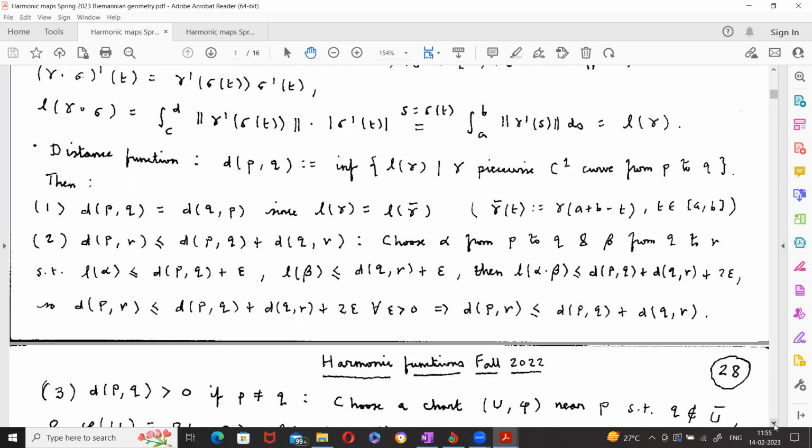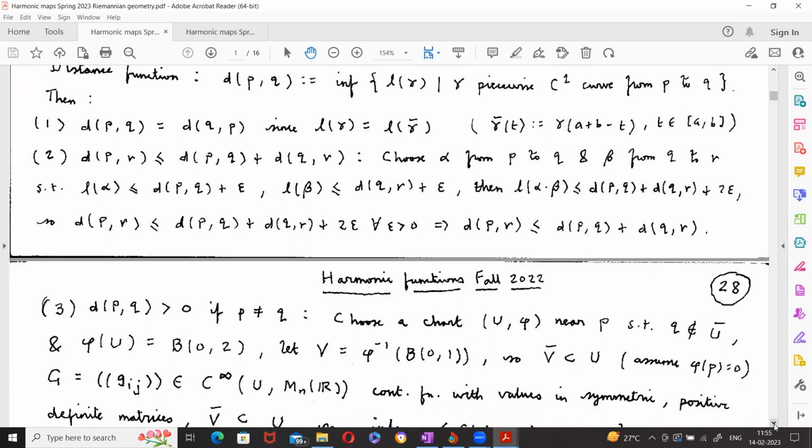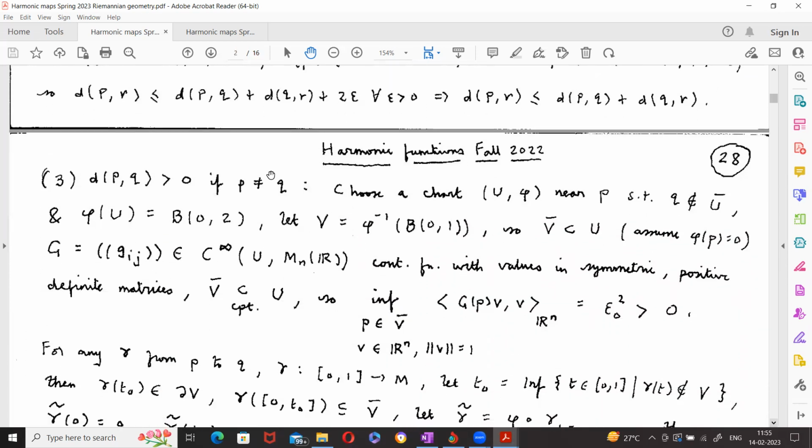Okay, so the last thing now to check is positivity, right? That is, if P, Q are distinct points, then the distance PQ is positive. So how do we do this? First we choose a chart (U, phi) near P, such that Q is outside the closure of U. And let's suppose that the image of this chart under phi is the ball of radius 2 around the origin in R^n. Okay, we can always do this.